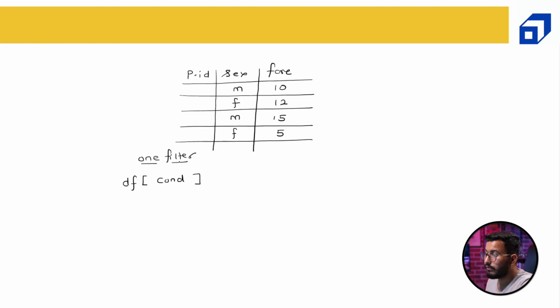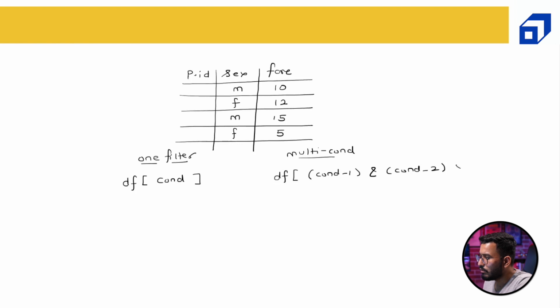But if I have multiple filters or multiple conditions, multi-condition, then it will look something like this. df square bracket round bracket condition 1 and round bracket condition 2 and round bracket condition 3 and so on, and close the bracket. So if I have to declare and, we use one time ampersand. For or, we use the pipe operator.